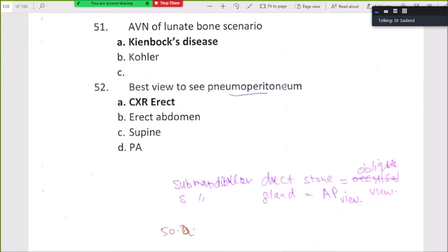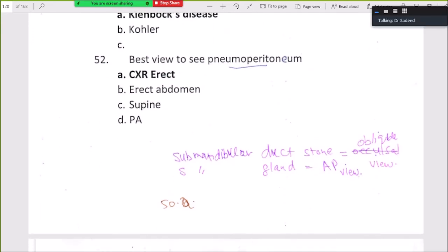51. AVN of the navicular bone: Kienbock disease. 52. Best view to see pneumoperitoneum is chest X-ray erect.